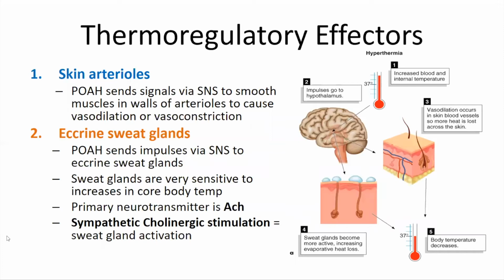So what happens when we become hot? Well, the preoptic anterior hypothalamus will send a signal through the sympathetic nervous system to the smooth muscles in the walls of the arterioles to cause vasodilation. So if we look at number one, increased temperature is going to happen, and this is going to send a signal to our preoptic anterior hypothalamus, which will then cause our skin arterioles to vasodilate, and this is going to help move our blood from the core to our skin to help dissipate heat across our skin.